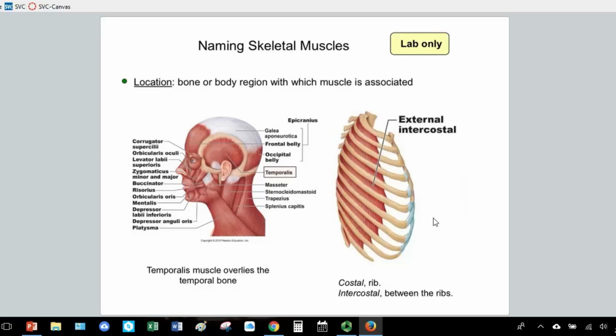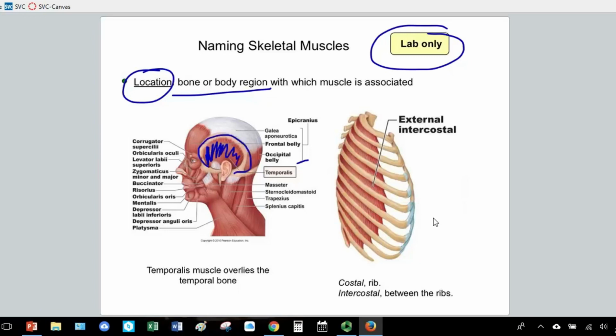And then we'll end up with talking about how we name skeletal muscles, and this is for the lab only, but to help you decipher some of these daunting skeletal muscle names. This should help you out. We can name muscles based on location, the bone or body region that it's associated with. This is the temporalis muscle there. Why is that the temporalis? Because it's on top of the temporal bone. These are the external intercostals. We're talking about these in Bio 242 because they're involved in breathing. But where do we find the external intercostals? We find them in between the ribs.